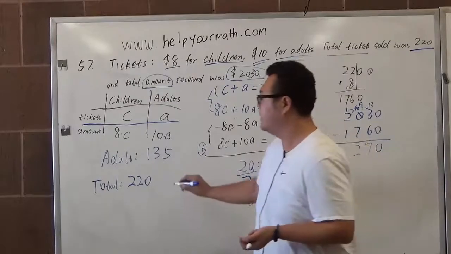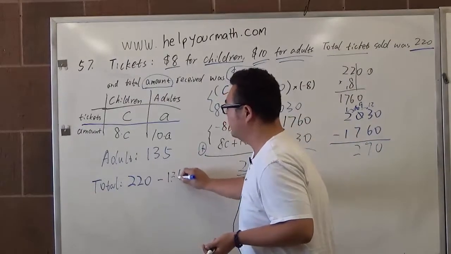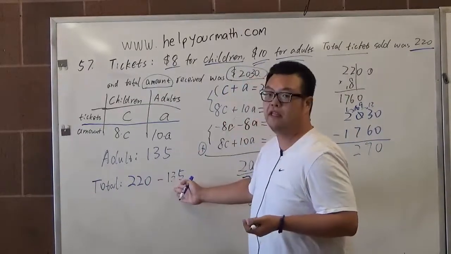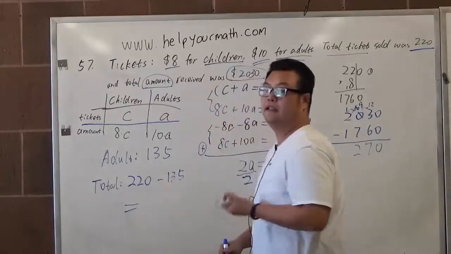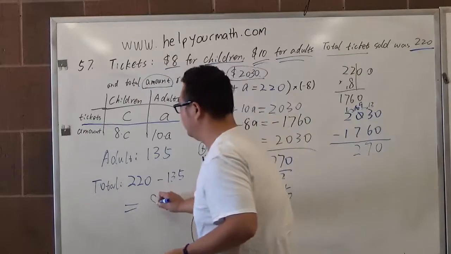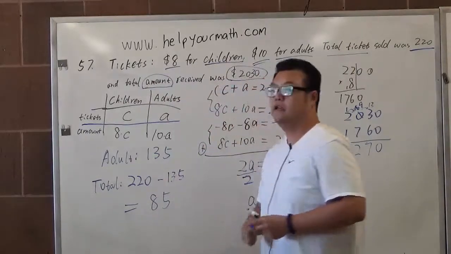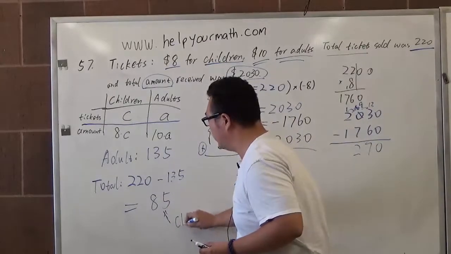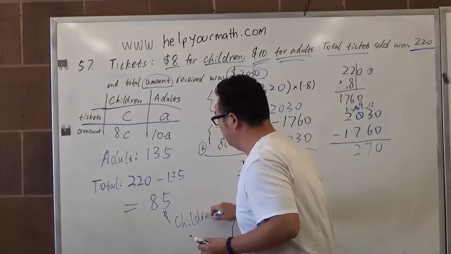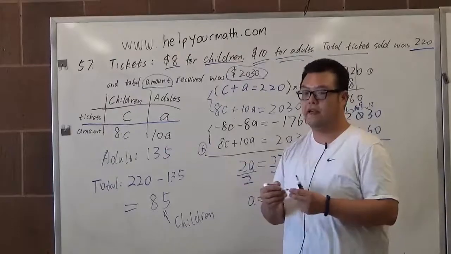Intuitively, when you take the difference, subtracting the adults from your total, you are able to get the number of children, which is 85. So therefore, we have 85 children and 135 adults.